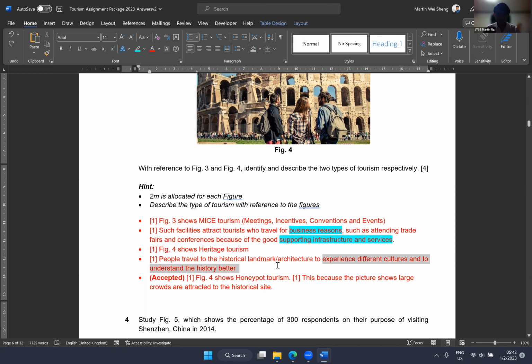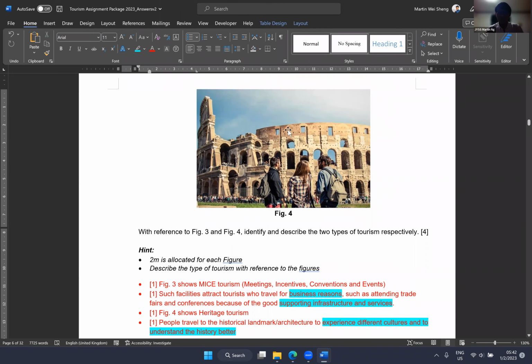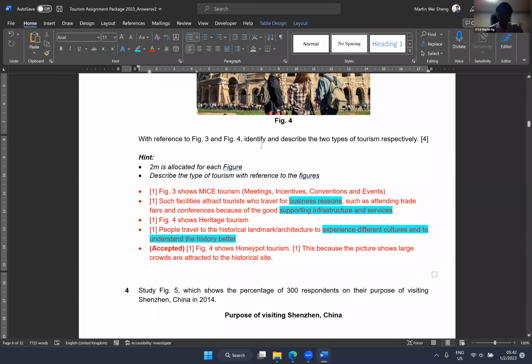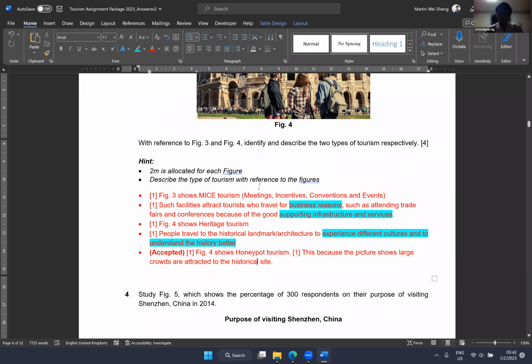Now, next point, they say to accept honeypot tourism. Now, I would say that honeypot tourism is not a good answer for this because remember, honeypot tourism is related to places of scenic beauty. And such places, we refer to places which have a good natural environment. So this Coliseum is built by man, so it's not considered a natural environment. So even though there are a large number of tourists over here, honeypot tourism is actually not the best answer. So, all right. So we have this.